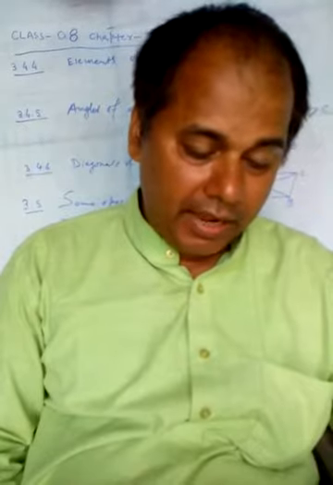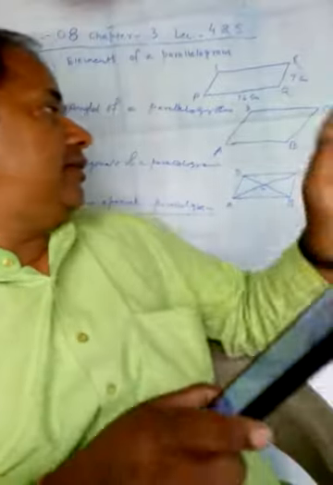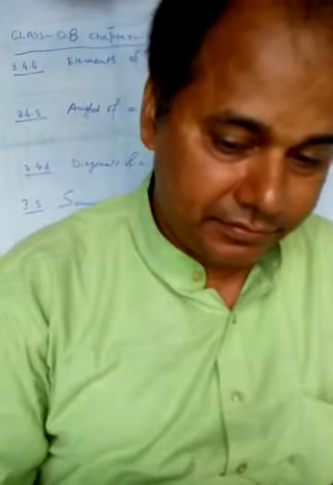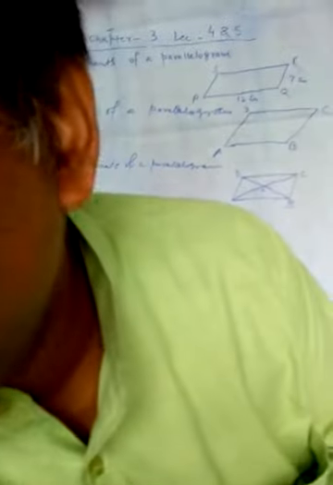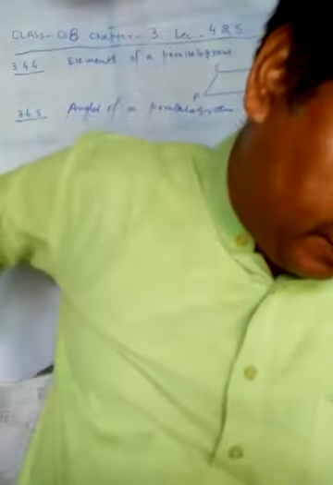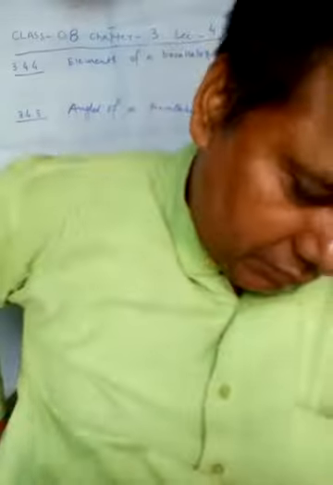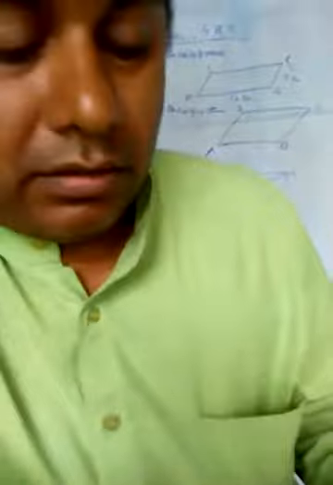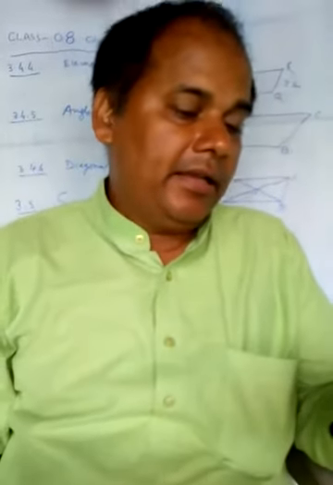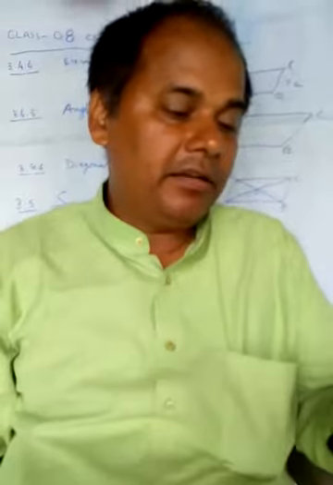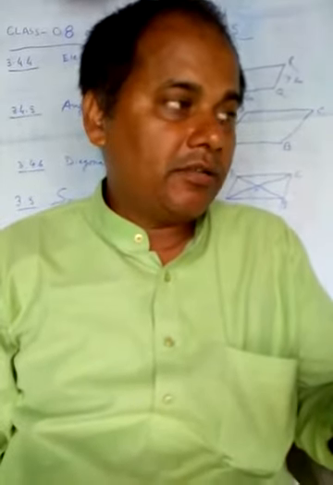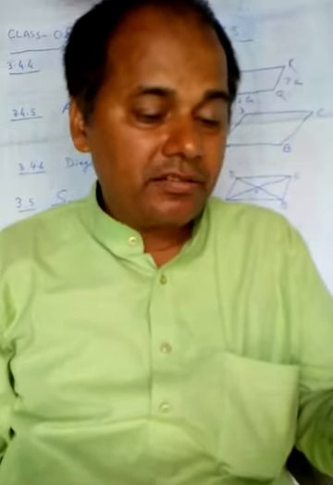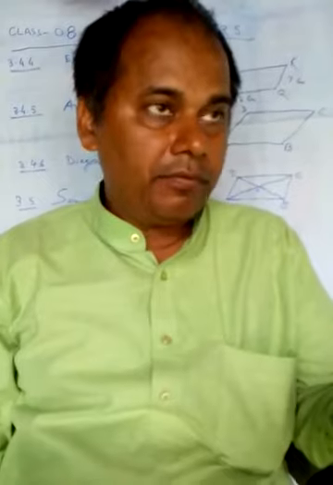AB and BC are adjacent sides. This side AB and this side are the adjacent sides. Angle A and angle B are adjacent angles. They are at the ends of the same side. Angle B and angle C are also adjacent. Identify other pairs of adjacent angles of the parallelogram.